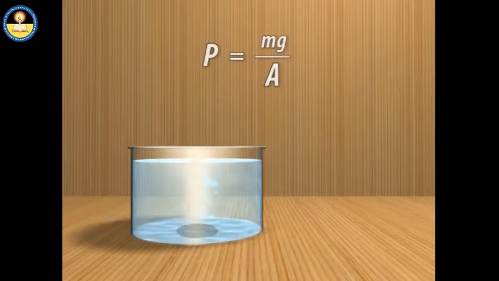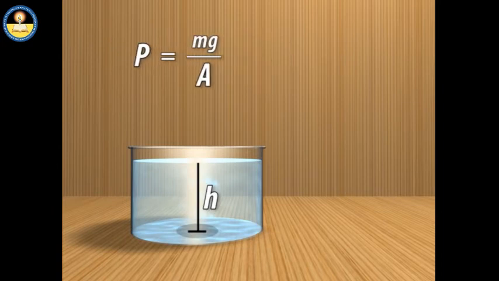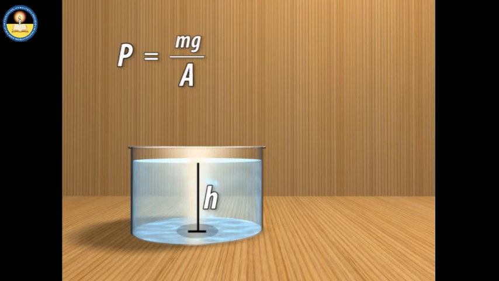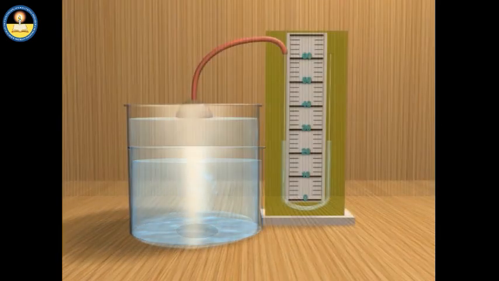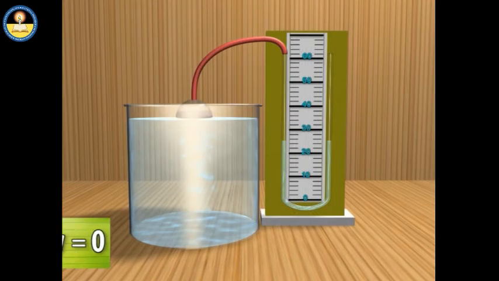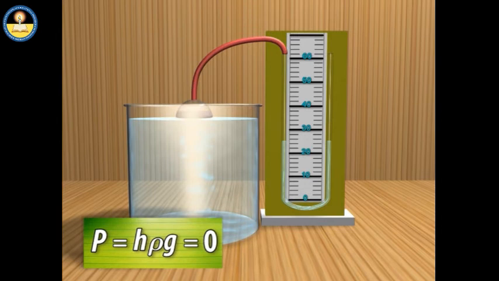Hence, the pressure at a point at a depth of h in a liquid can be measured as the ratio of the weight of the liquid column and the area. Also, mass can be measured as the product of volume and density. Hence, the pressure at a point inside the liquid can be obtained by the product of its depth, density and acceleration due to gravity, as shown. This shows the liquid pressure on the surface is 0, as the height of the liquid column is 0.